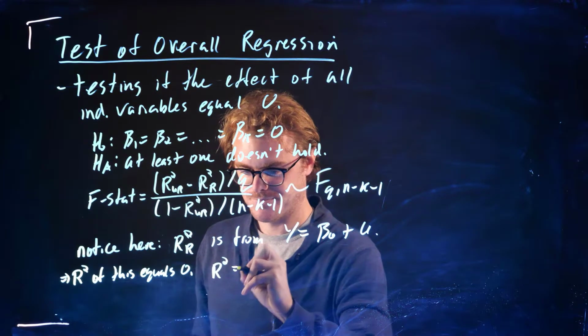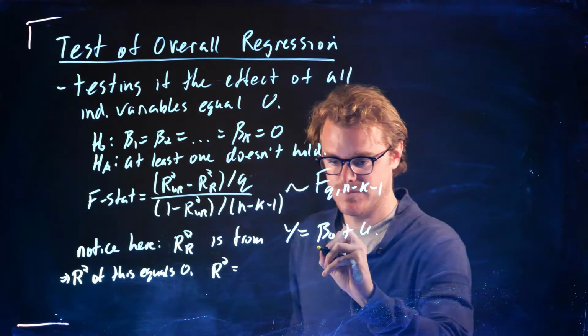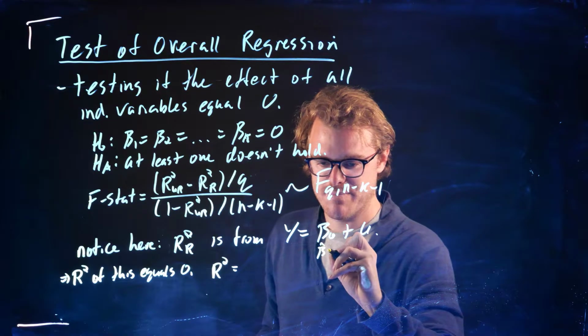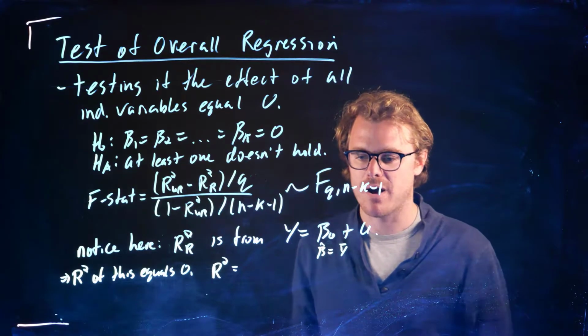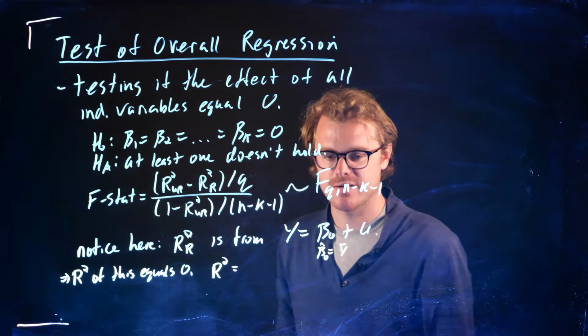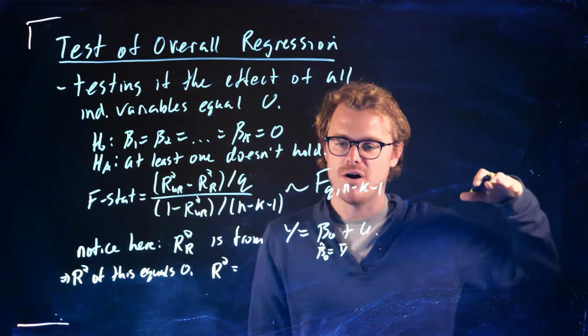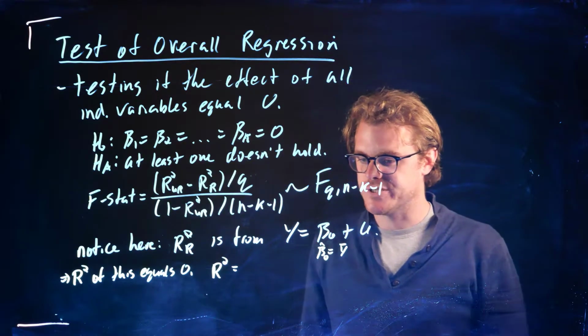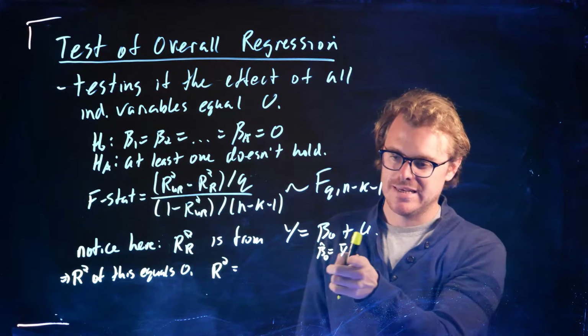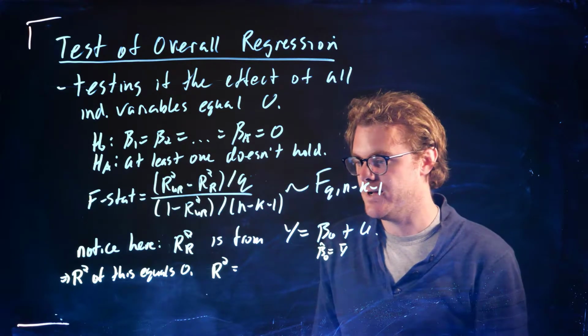Mathematically, we can show that it equals 0. Remember that beta hat 0 is just going to be y bar. We're just going to draw a flat line through the mean of all these y's. That's what the regression is going to do. That's what our least squares estimator is.